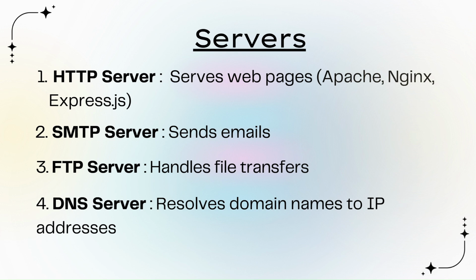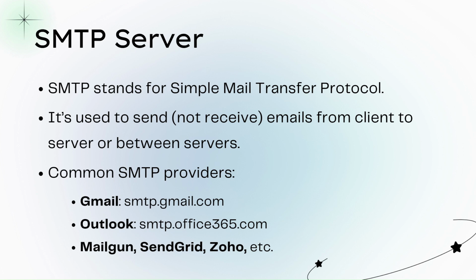Now let's talk more about the SMTP server and its use case. SMTP stands for Simple Mail Transfer Protocol, or you can think of it as certain rules written to send mails. Just like HTTP has certain rules, the same is the case with SMTP. It's basically used to send email from client to server and server to server. And we have different providers, like Gmail has its own SMTP server, Microsoft's Outlook has its own server, and we have Mailgun, SendGrid, Zoho and much more.